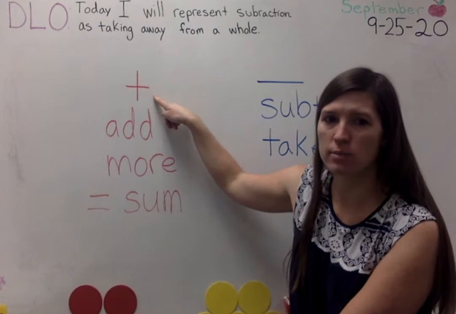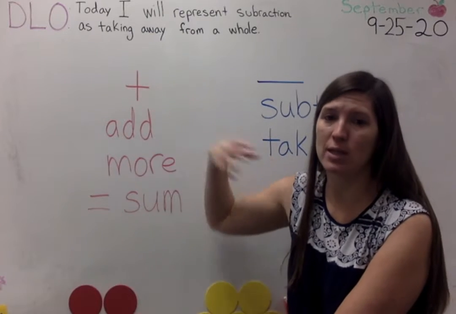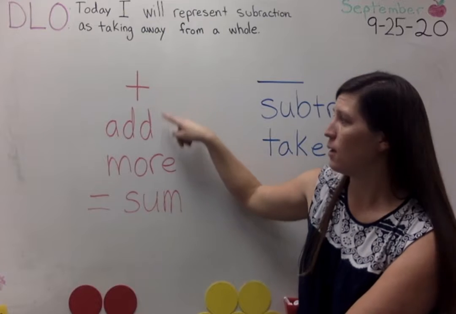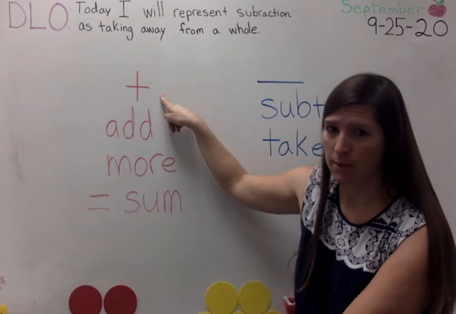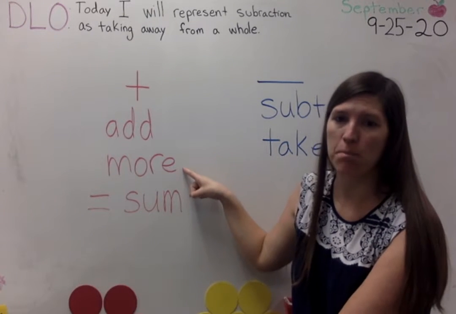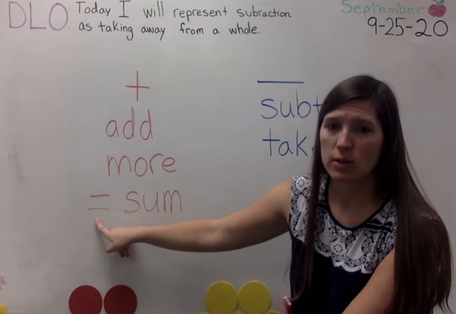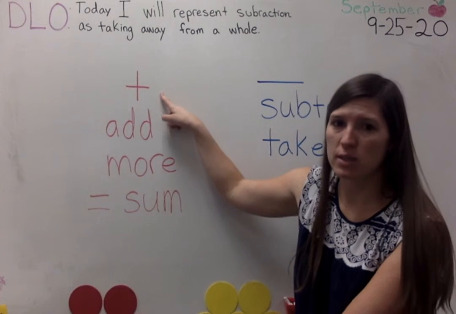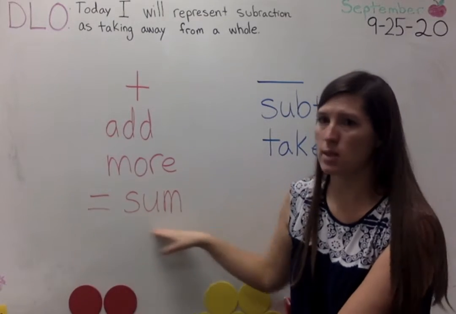So let's review some adding vocabulary. Say operation, plus. So the sign is called the operation. It tells us what we're doing in the equation. Say plus. Say add. When we add, we use our plus sign. When we add, we're getting more. Say more. When we find the answer, we call it the sum. Say plus, add, more, sum.